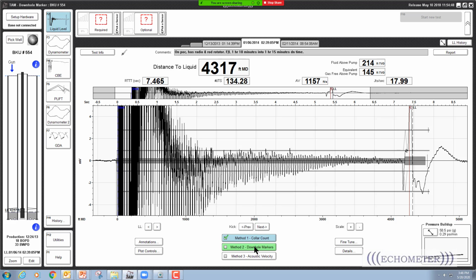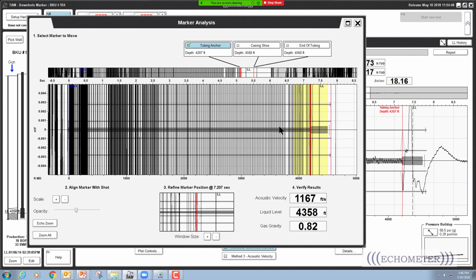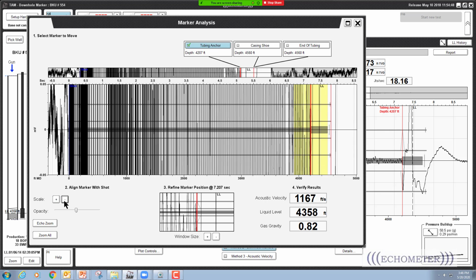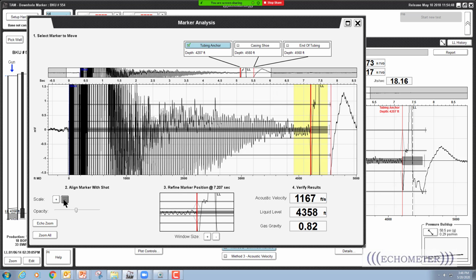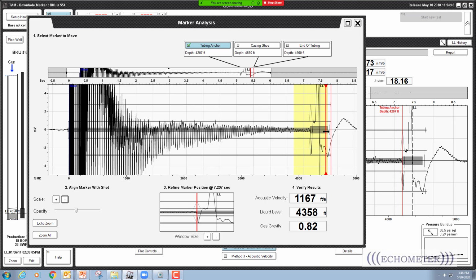So I'd go into down on marker method, and I'd pick the tubing anchor. I'm going to scale this down a little bit. I'm scaling it down, and I'm going to move the anchor marker to right there on the down kick, and I can fine tune it down here at the bottom right to the knee of the kick. Okay, so there's our marker that's used to determine distance to liquid, and the liquid level is either here or right below that, probably the top perf. I'd probably pick the liquid level at that point right there.